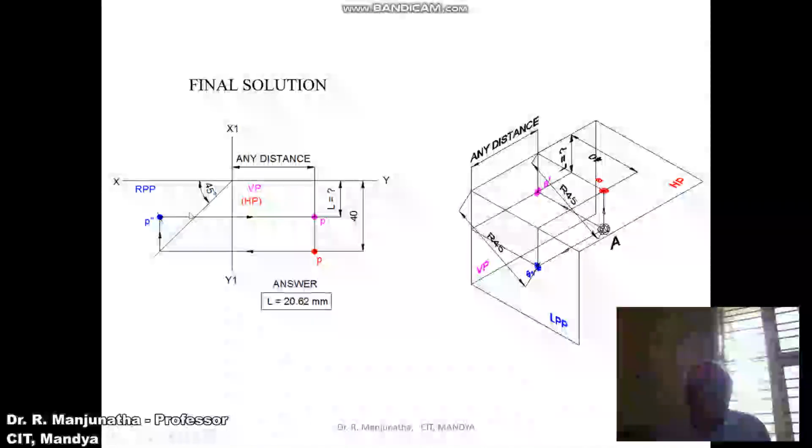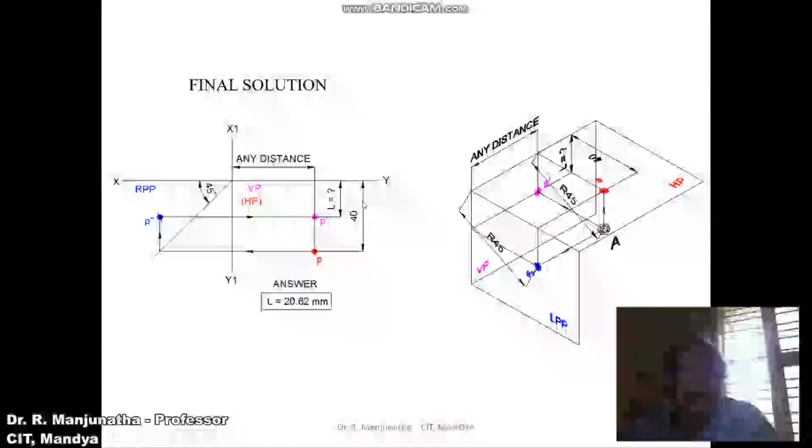Then using the compass, you measure a distance of 45 mm. With this as center, origin, cut an arc on this vertical projector which is drawn from this point, so that you are going to get this point P double dash. Then draw a horizontal projector from here where it is going to intersect this line, and then you mark this point as P dash. Then you measure the distance from this point to here, which is L is equal to question mark, and write the answer. L is equal to 20.62 when you are doing it in computer. When you are doing it manually, L is equal to 21 mm.